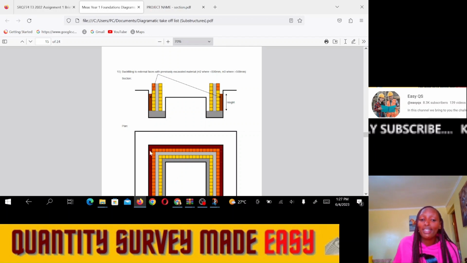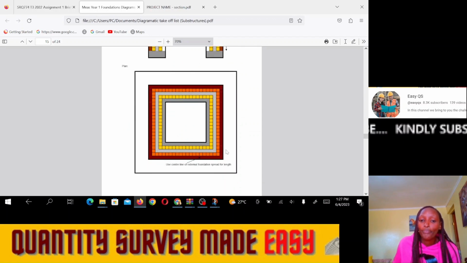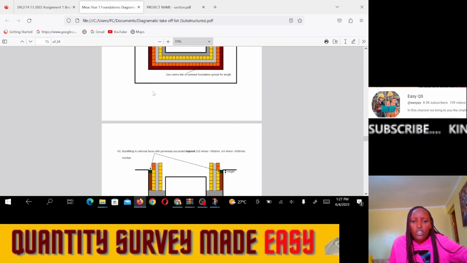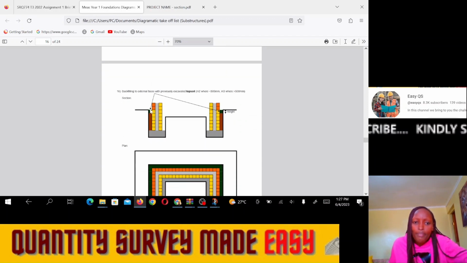So we shall take the center line. This is the center line of that maroon part. That is the center line shown here. It passes here at the center. Then we shall multiply it by the height to get the area for the backfilling of the external faces which were previously excavated. So the next item is backfilling to the external faces which were previously excavated topsoil.